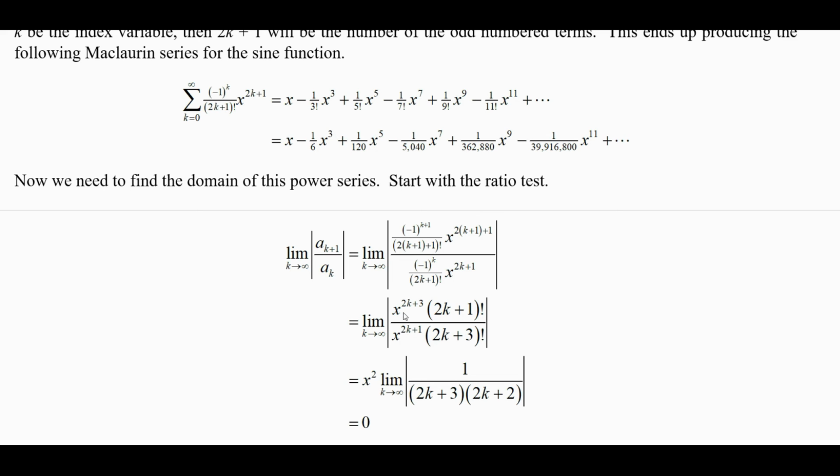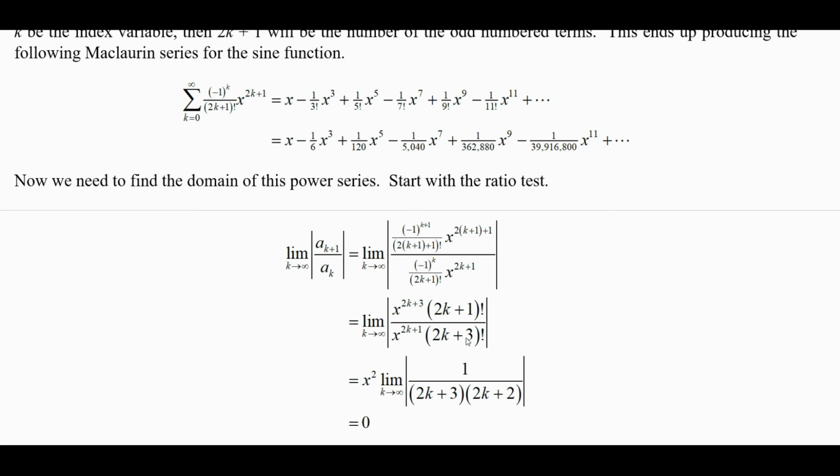Now let's see if we can do some simplifying here. Subtract exponents here. 2k plus 3 minus 2k plus 1: 2k minus 2k is 0, 3 minus 1 is 2. So we get an x. There's 2 more x's in the top than the bottom, so we're left with an x squared. Absolute value of x squared is x squared. Bring that out front of the limit because it doesn't have any k's in it.